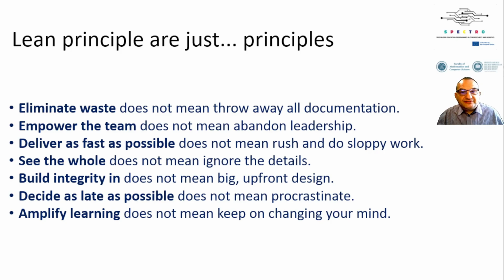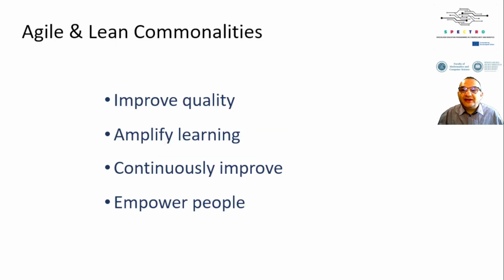As we move toward the end of our discussion, it's important to highlight the shared foundation that both Agile and Lean are built upon. Both mindsets aim to improve quality, ensuring that what we deliver meets high standards and satisfies customer needs. They emphasize amplify learning, encouraging teams to adapt and grow based on insights and experiences gathered throughout the development process. And a key aspect of both approaches is the idea of continuous improvement. There is always room to optimize and refine processes, making them more effective and efficient.